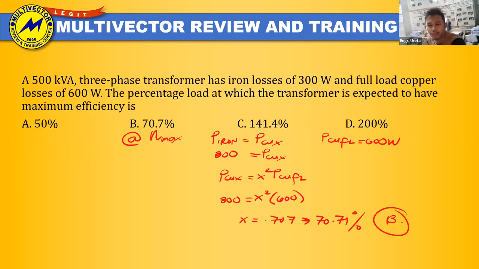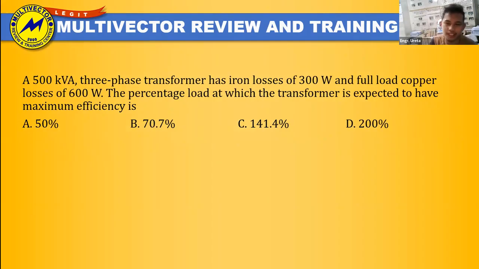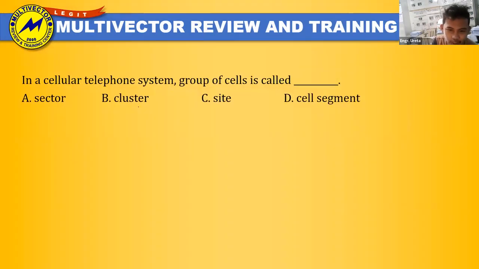Next problem is 95. In a cellular telephone system, a group of cells is called a cluster. So letter 1. Next is problem 96.